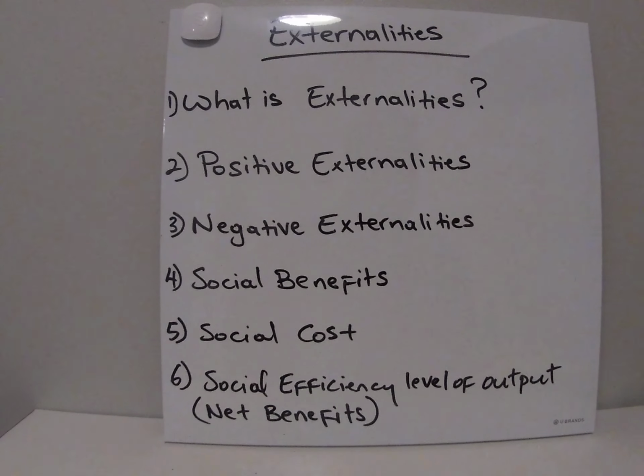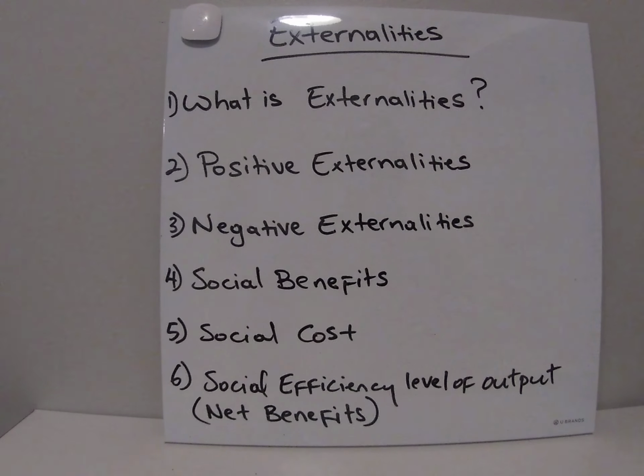All right. Today we're going to speak about externalities, and later on, I guess in another video, we'll do how externalities lead to market failure. But for now, we're just going to identify what externalities are, the difference between positive and negative externalities. We're also going to touch on social benefits, social cost, and social efficiency through net benefits.